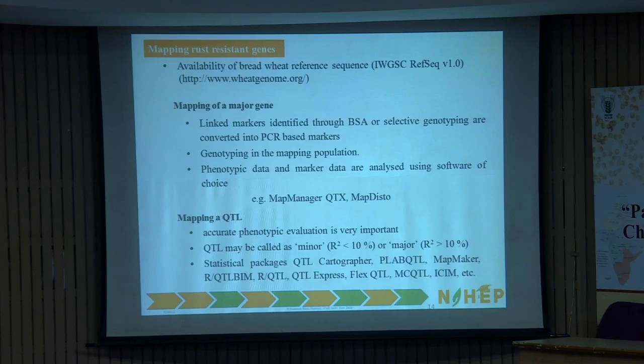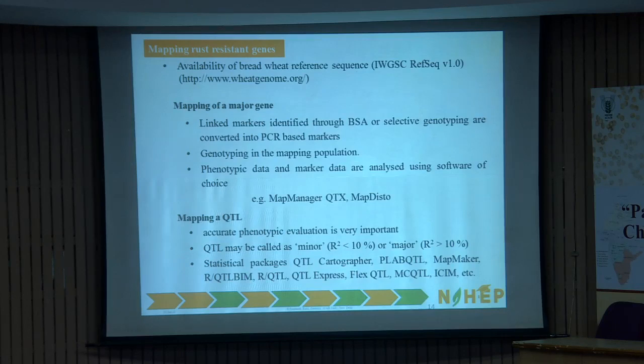Mapping is something where you know it is present on 7D, but you don't know exactly where it is sitting on 7D. Whether it is the long arm of the chromosome or the short arm of the chromosome. Then there are two methods of doing this. If it is a major gene, it's very easy. You can do bulk segregant analysis or selective genotyping. You will get the phenotypic data. You put the genotypic data next to that.